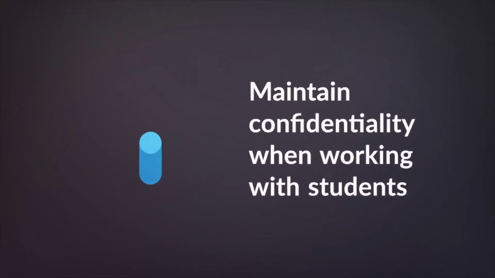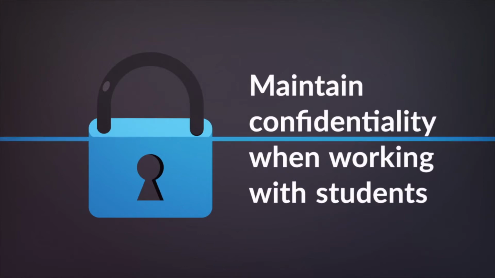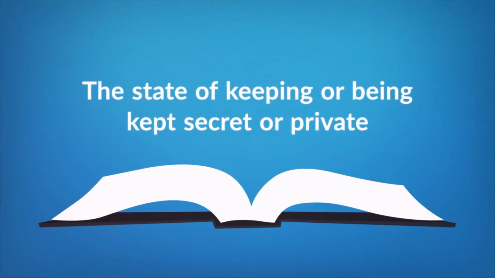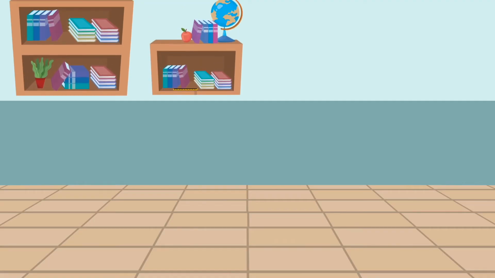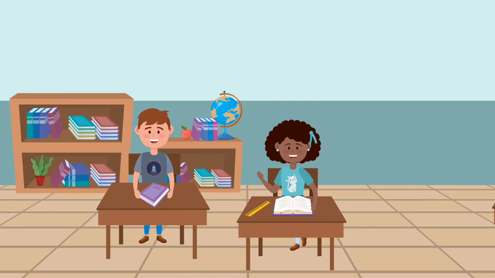An important requirement in working with students is maintaining confidentiality about the student and their academic and behavioral performance. Confidentiality is defined as the state of keeping or being kept secret or private. As indicated in Standard 2, a paraeducator must respect confidentiality in his or her professional and ethical practice. Discretion is an important aspect of respecting student confidentiality.